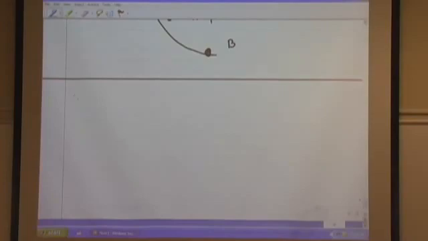Let me just state one more application: minimal surface of revolution.